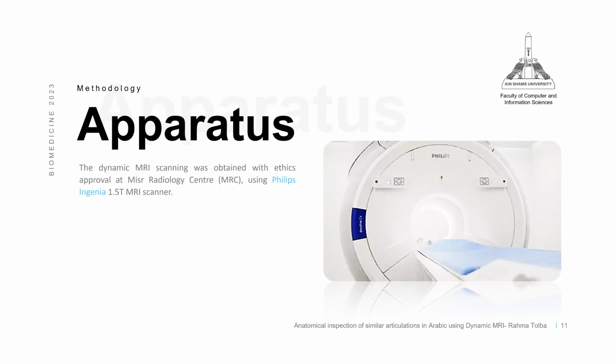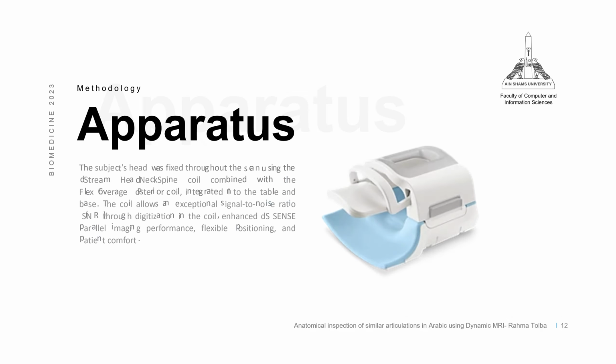The dynamic MRI scanning was obtained with ethics approval at MRC Mass Radiology Center using a Philips Ingenia 1.5 Tesla MRI scanner. The subject's head was fixed throughout the scan using a dStream head-neck spine coil combined with a flex coverage posterior coil integrated into the table and the base. This coil allows an exceptional SNR, or signal-to-noise ratio, through digitization in the coil. It also enhances dS-SENSE parallel imaging performance, and offers flexible positioning and patient comfort.